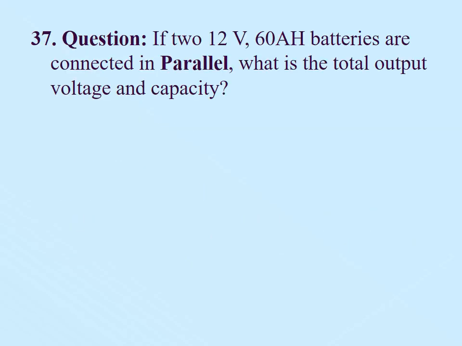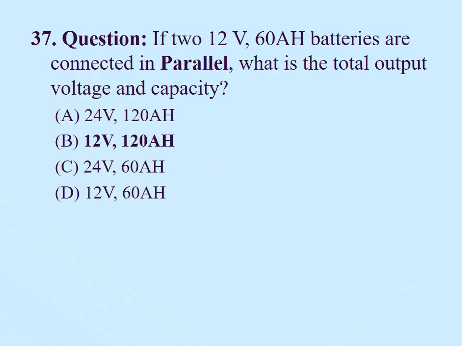Then next question. If two 12 volt 60 Ah batteries are connected in parallel, what is the total output voltage and capacity? Option A, 24 volt 120 Ah. Option B, 12 volt 120 Ah. Option C, 24 volt 60 Ah. Option D, 12 volt 60 Ah. Answer is option B, 12 volt 120 Ah.